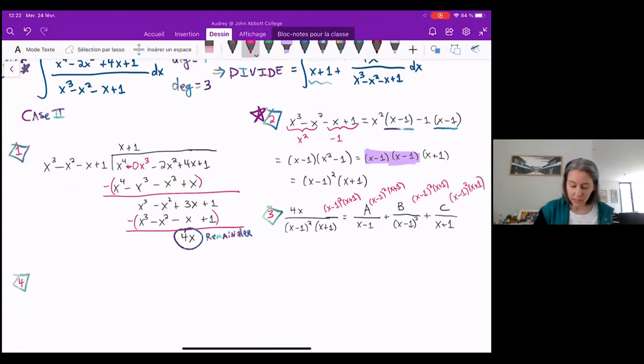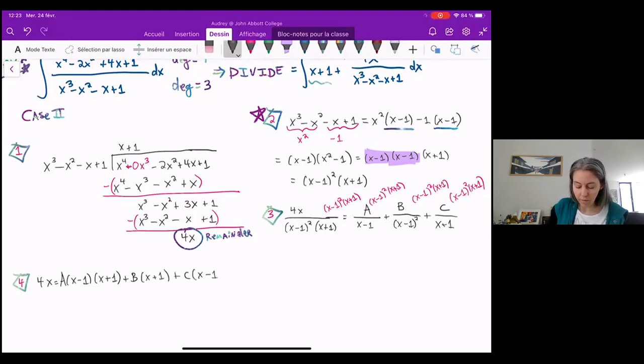So what that means here is that I will have 4x, and a is now multiplied by x minus 1 squared times x plus 1. One of those x minus 1s cancels out, so x minus 1 times x plus 1. Forgot to write a. So this is 4x is equal to a times that, plus b, the x minus 1 squared cancels out and I just have x plus 1 left. And then c, the x plus 1s cancel out, so I have x minus 1 squared left.